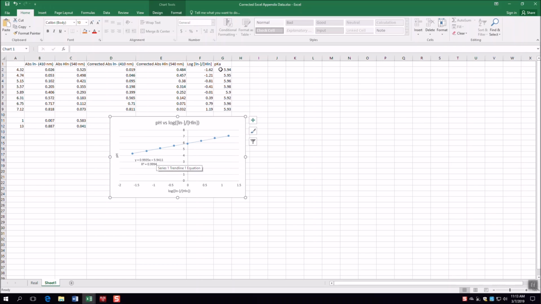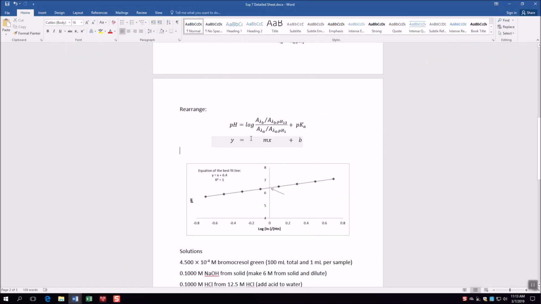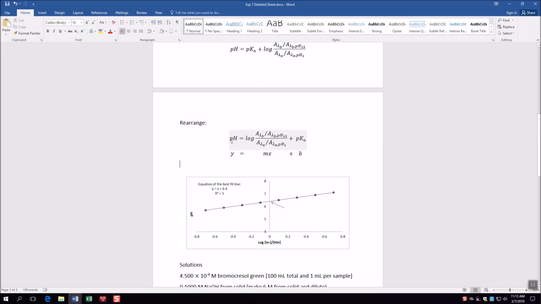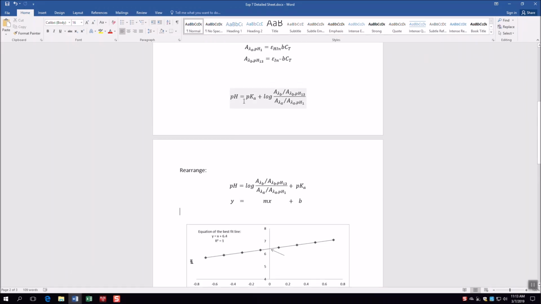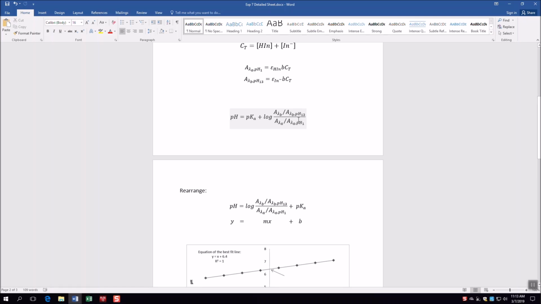Now we can check our value by actually solving the Henderson-Hasselbalch equation for pKa. If we look at the Henderson-Hasselbalch equation, pH is equal to pKa plus the log of that whole value. Well, I have my pH and I have my log of that whole value, so if I subtract the log of that whole value from both sides, I'll have pH minus this is equal to pKa.